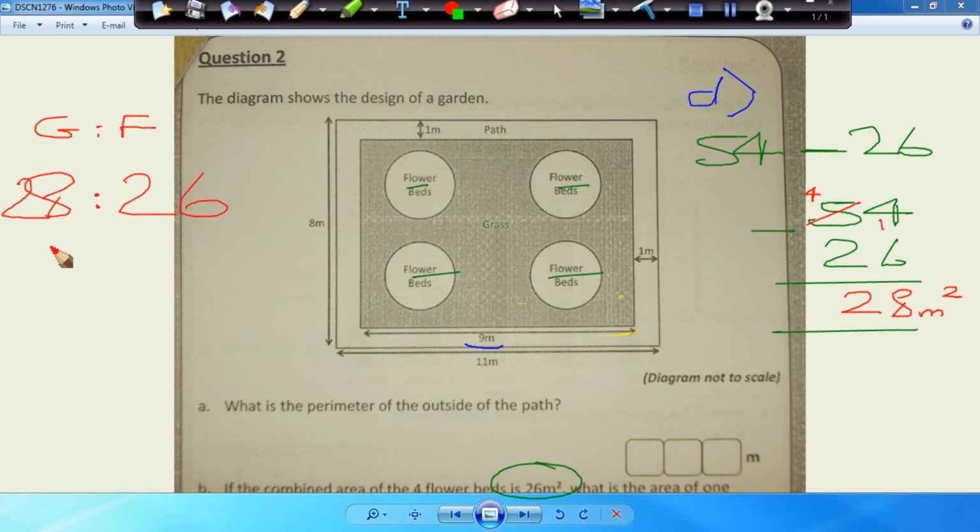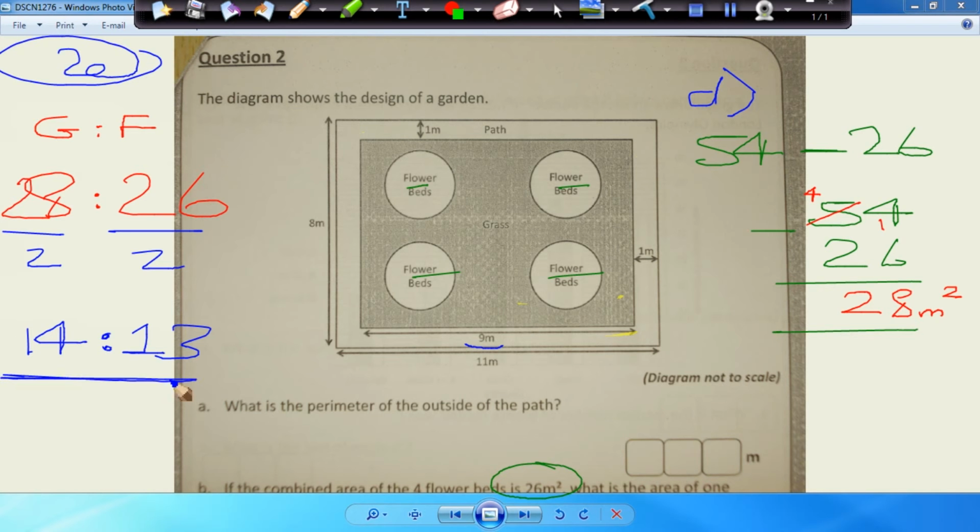Okay, now we need to simplify this ratio, and we simplify it by dividing by 2, the highest common factor. So divide that by 2, divide that by 2. 28 divided by 2 will give us an answer of 14. And 26 divided by 2 will give us an answer of 13. And that is question 2E, all done and dusted. And that's all of question 2 done.